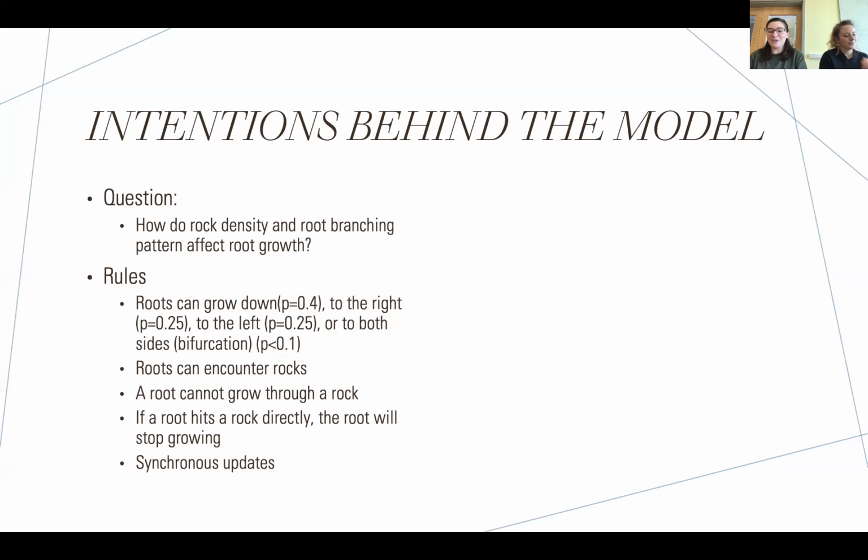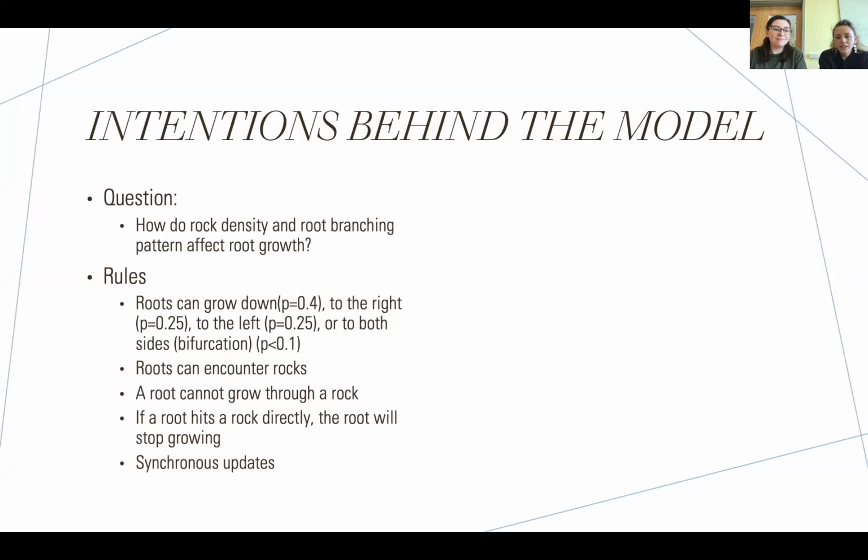So for our model, we wanted to talk about abiotic and biotic factors that affect root growth. So we asked the question, how do rock density and root branching affect root growth patterns? To assess abiotic factors, we looked at the rock density. We did a few different rock densities in our model. And then for root branching, we did different probabilities of the roots being able to branch out.